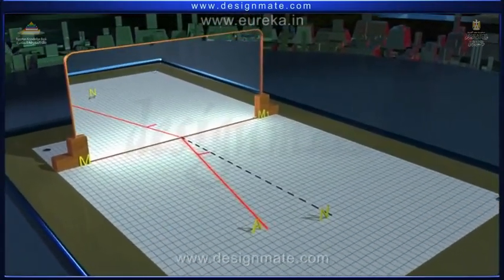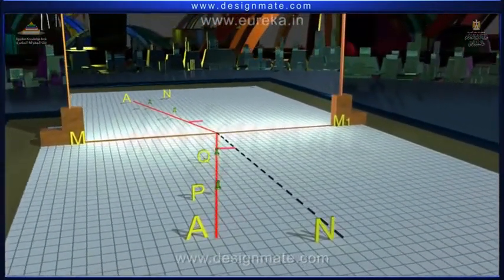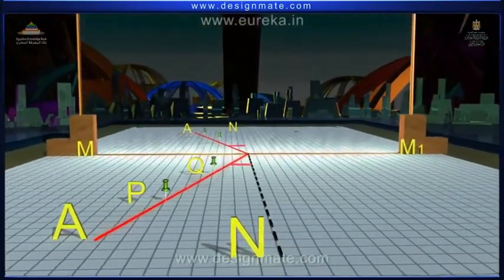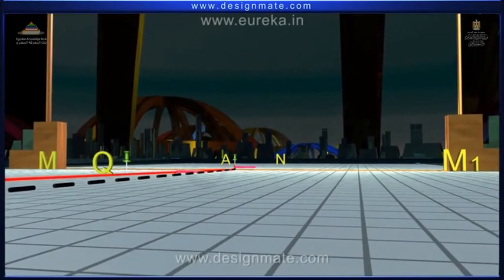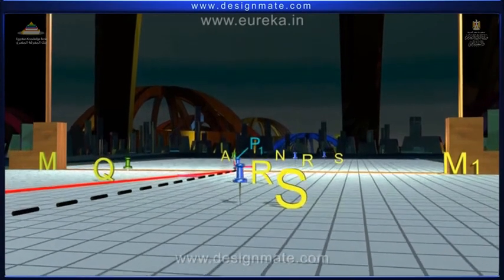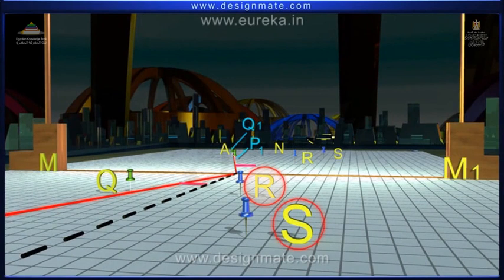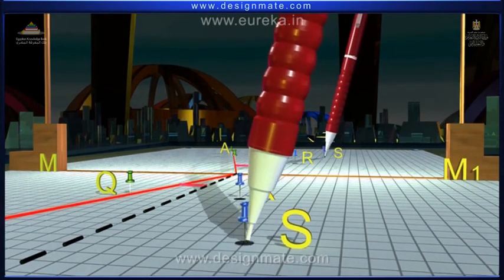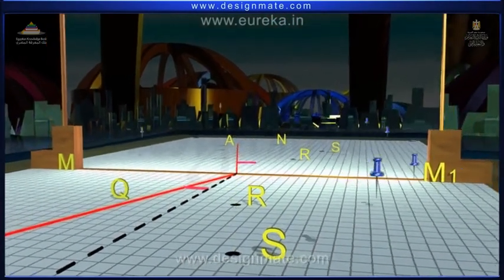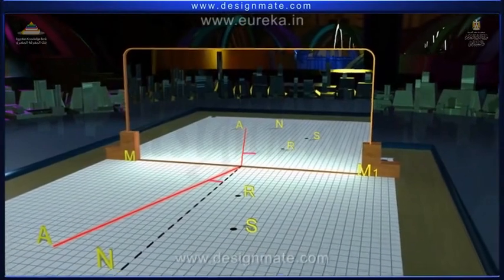Fix 2 pins P and Q upright on the ray AO. Observe the images P1, Q1 of P and Q from the other side of the normal in such a way that both of them lie on the same line. Now, fix pins R and S on the board in such a manner that P1, Q1, R, and S are all seen in one straight line. Encircle the position of pins R and S with a pencil. Remove all the pins and the plane mirror from the board.